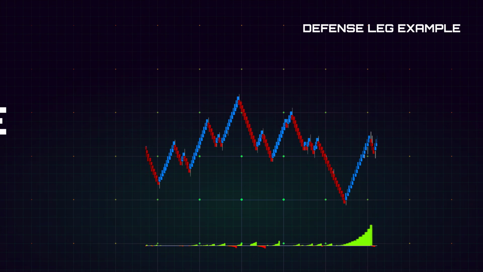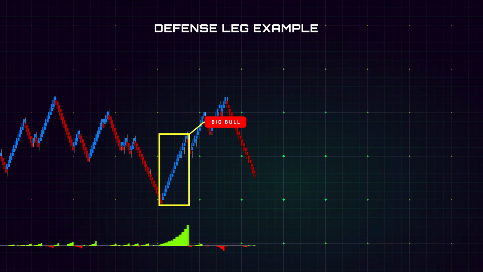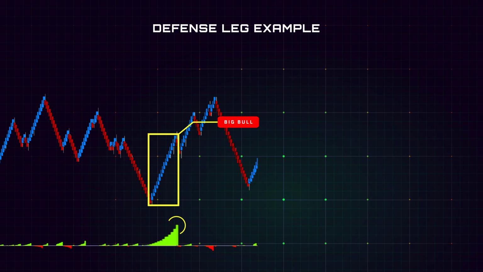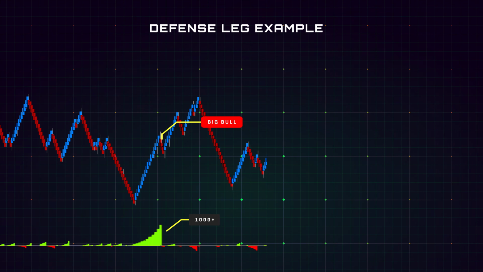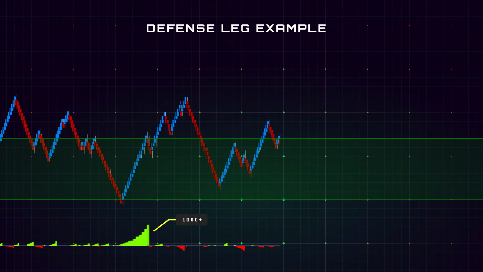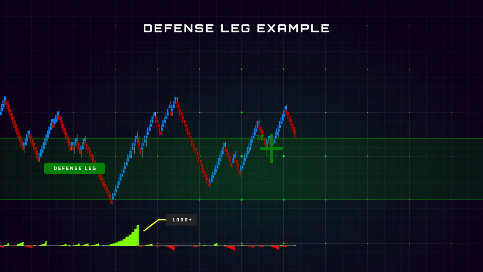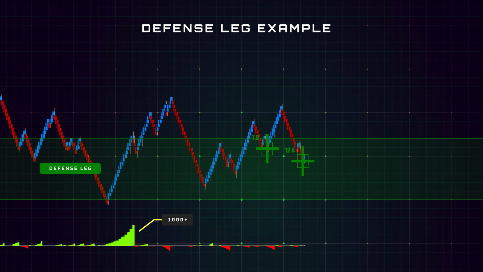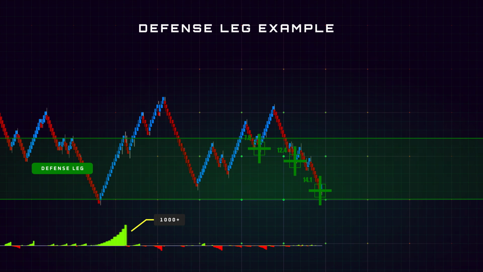Here's a defense leg setup in action. Price moves sharply in a single direction, causing the Flowmaster Delta Flagging Pro to print a massive volume spike of over 1,000 contracts. We mark the big bull on the chart so we can watch closely how the market reacts if price ever returns to the area. When price eventually revisits that zone, we look for signs that the big players are stepping in to protect their positions, like the appearance of these 3 same-colored alpha omegas.